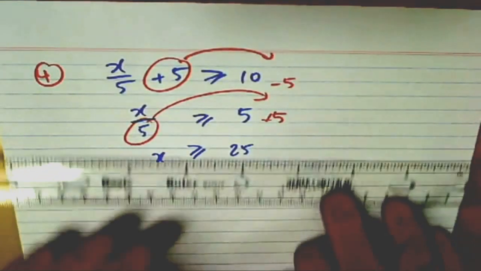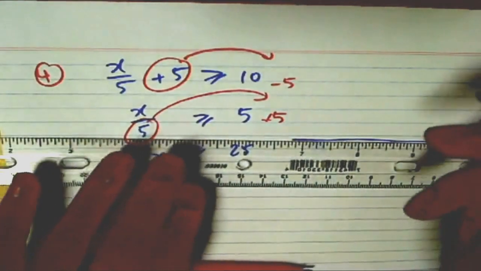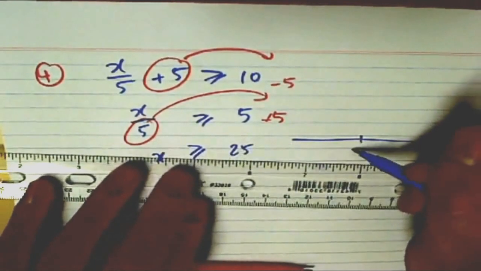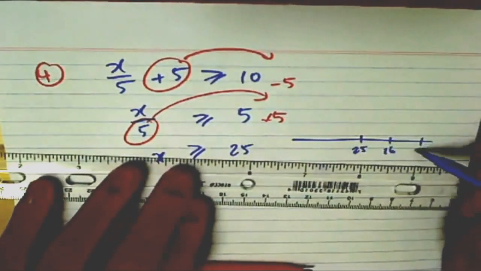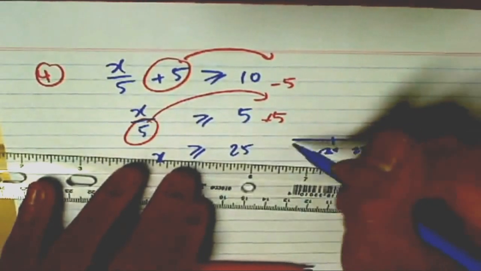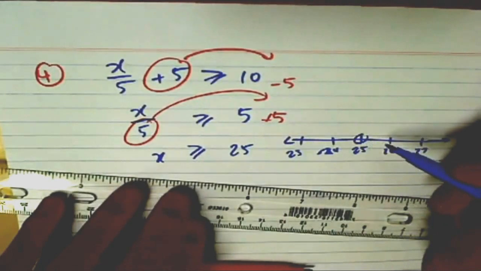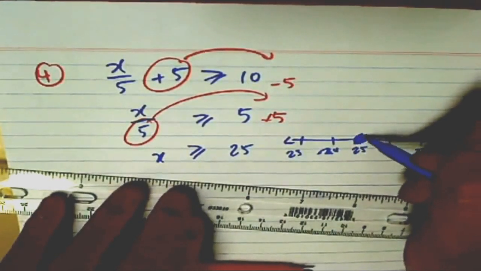Now for the graph, what number should I put in the middle? 25. Yeah, that's alright. 25 in the middle. Going right, 26, 27. Arrow. Going left, 24, 23. Arrow. What do I circle? 25, and color it in. Yes. Which way do I go?